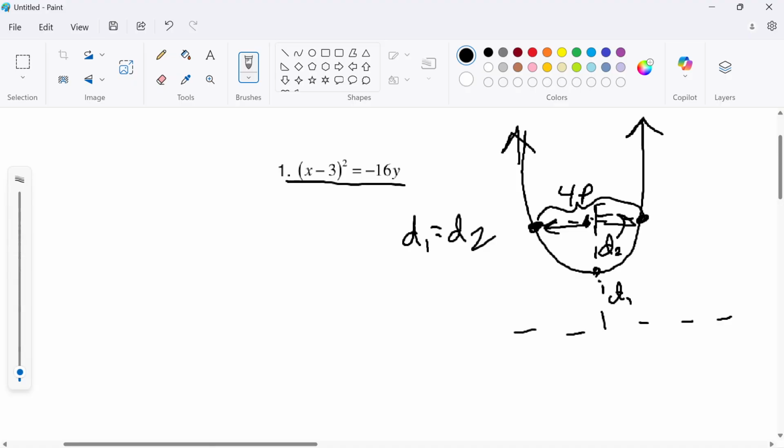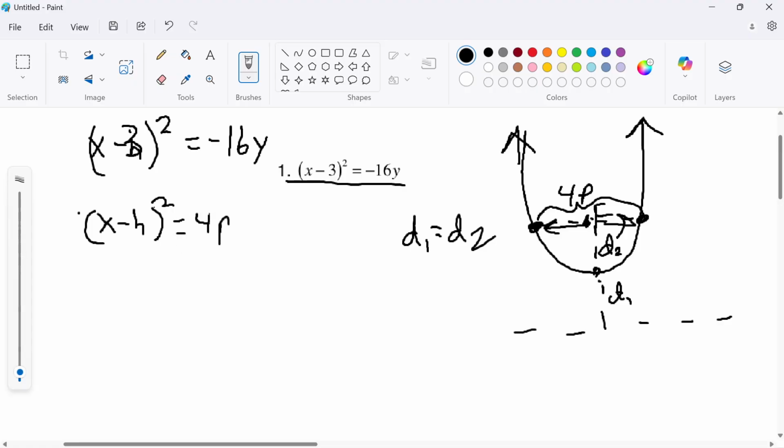So this is the vertex form of the equation. This one is x minus 3 squared, see, the x term is squared, equals negative 16y. I know that the general form is x minus h squared equals 4p times y minus k, where h, k is the vertex. So nothing is added or subtracted from y. It's minus 3, so I have to change the sign. The vertex is at 3, 0. That's the vertex of this parabola.